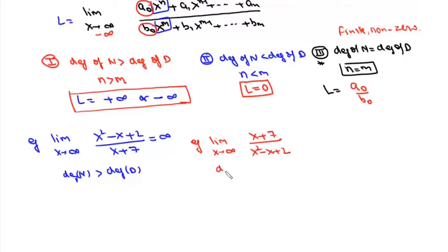Now here, degree of numerator is less than degree of denominator, and when degree of numerator is less than degree of denominator, the value of this limit is simply 0.